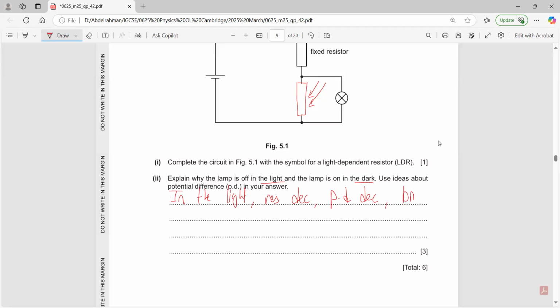Okay, so the brightness also of the lamp decreases. Okay, in the dark, what happens in the dark? The resistance increases, and therefore the potential difference also increases. Therefore, the brightness of the lamp increases. All of them increase together, and they all decrease together. Okay.